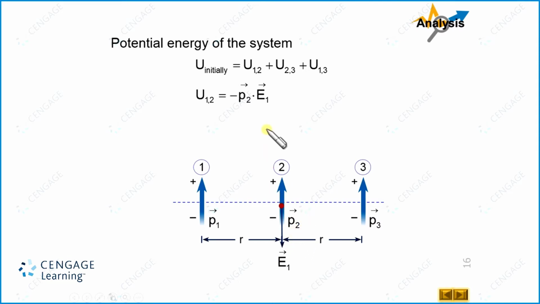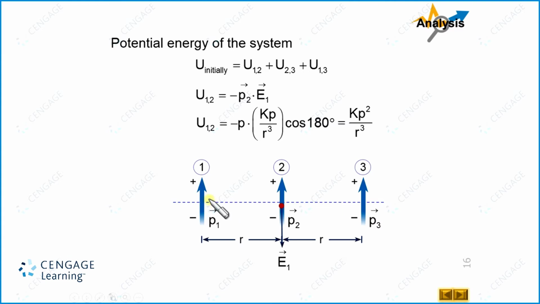Now we can observe the angle between P2 vector and E1 vector is 180 degrees or pi. So here we can write this dot product as P multiplied by kP divided by r cube, where r is the separation between these two dipoles, multiplied by cos 180 degrees. And cos 180 degrees equals minus 1. So minus minus will be positive. So this value will be kP square divided by r cube. This is U12.